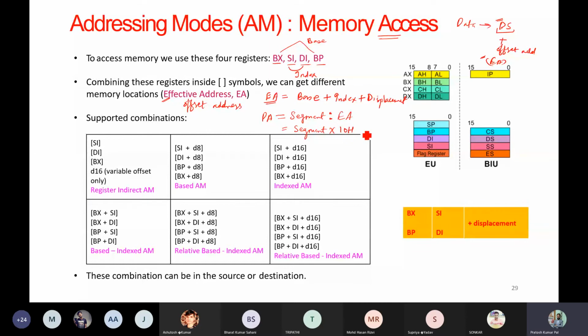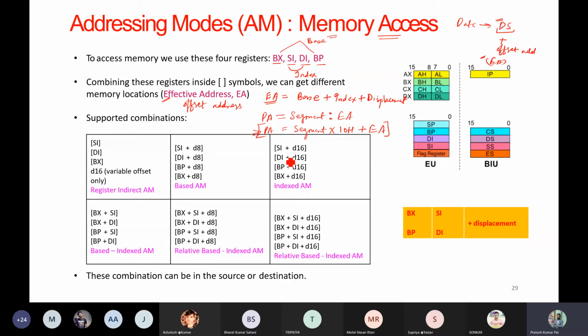So once the physical address has been generated, we will be able to access the data from this actual physical address. Okay. So in memory accessing, we will be just finding the physical address, and this physical address is found with the help of the effective address. Okay, and there are different ways to express this effective address. That gives us different types of memory accessing types.